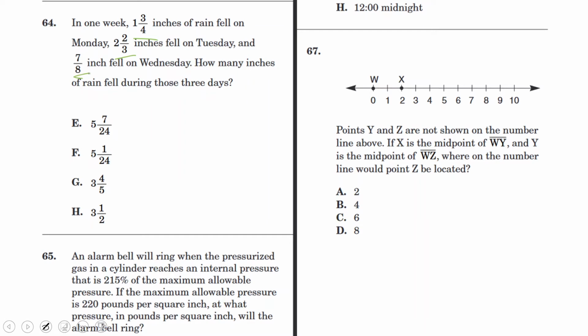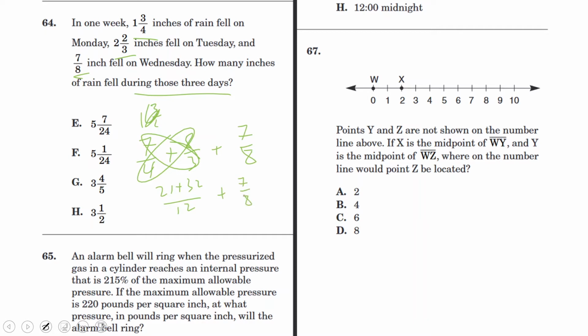Next. In 1 week, 1 3/4 inches of rain fell, and then 2 2/3, and then 7/8. How many inches fell during those 3 days? All right, so 1 3/4, let me just rewrite immediately in improper fractions. 7/4 plus 8/3 plus 7/8. If I combine these two, I get 21 plus 32 over 12, plus 7/8. So let me just move it all here. So that's 53 over 12 plus 7/8.